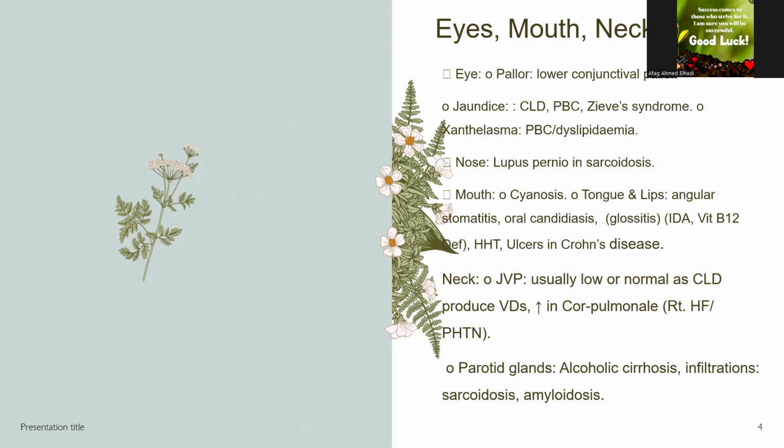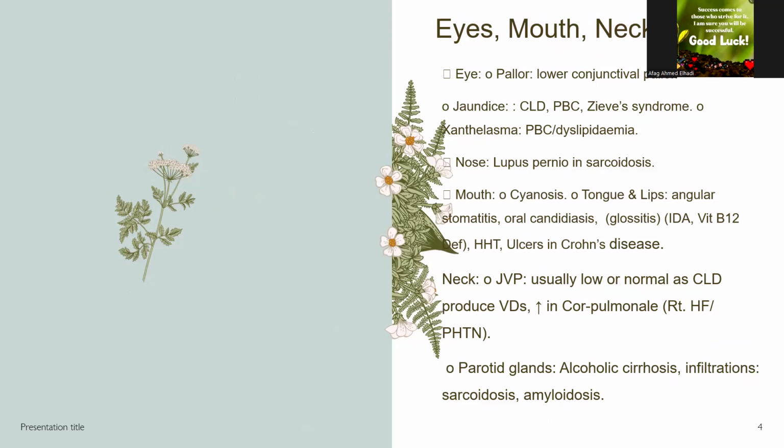So going to the neck, the JVP, we should look at in all stations, but the JVP in the abdominal stations, unless the patient has heart failure, would always be normal, because in chronic liver disease and portal hypertension, the pathophysiology is vasodilation, so it's expected to be low rather than high.